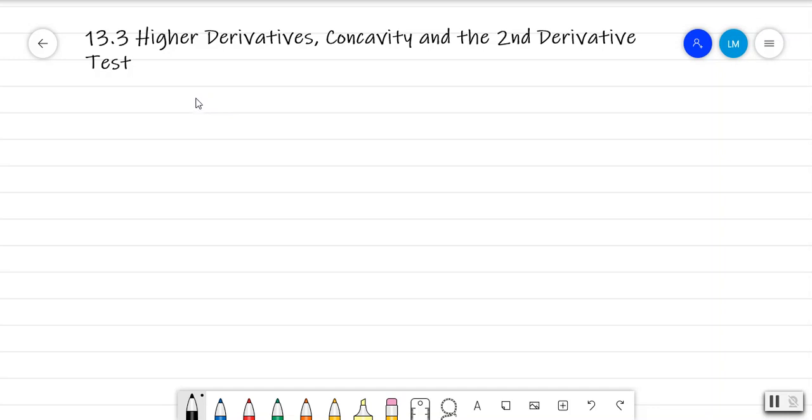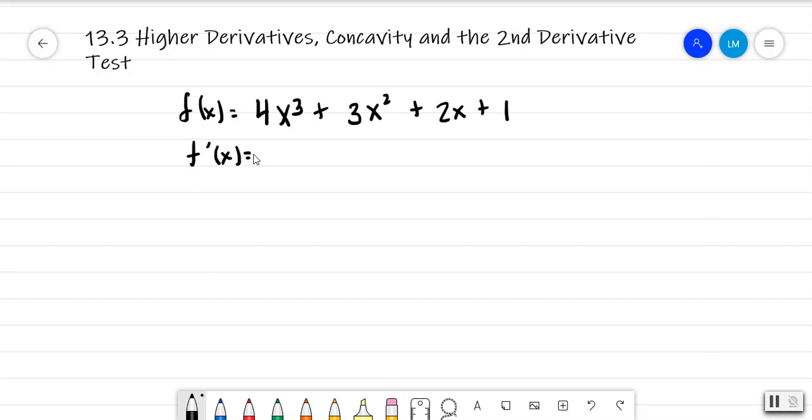So like if you're given a function, let's say f of x equals 4x cubed plus 3x squared plus 2x plus 1. Now I know that if I take the derivative of this, I get f prime of x equals 12x squared plus 6x plus 2. But if I take the derivative again, that's just going to be 24x plus 6.